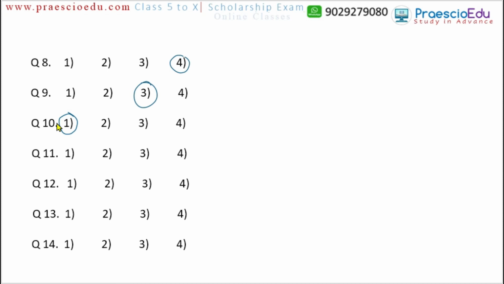Now question number 11. There is a hexagon outside, a pentagon inside, and a circle is innermost.